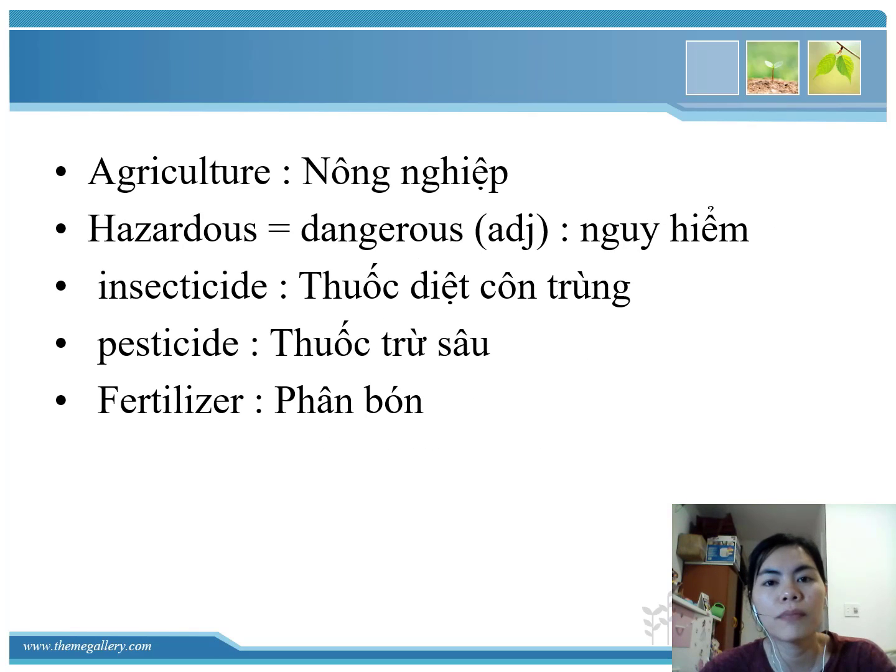So we have some new vocabulary here: agriculture, hazardous, which has the same meaning as dangerous, nguy hiểm, insecticides, pesticides, fertilizer. So let's learn together, okay?